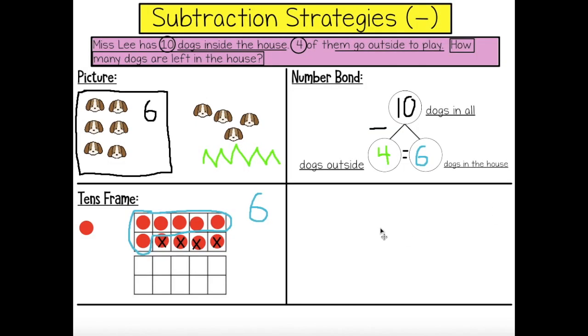Now, we need to write an equation. We know that there are 10 dogs inside of Miss Lee's house. 4 out of the 10 go outside to play. We took away 4 from the 10. And we found out that 10 take away 4 is 6.